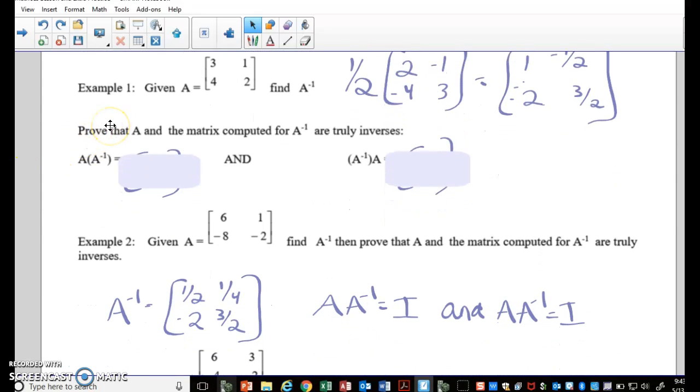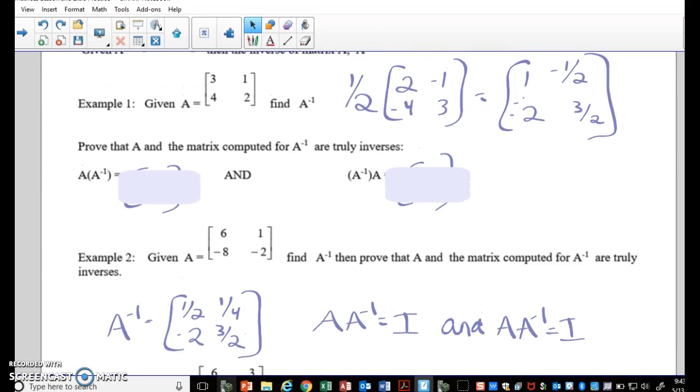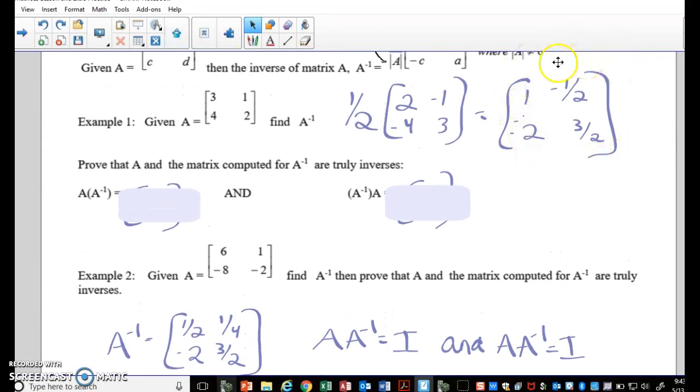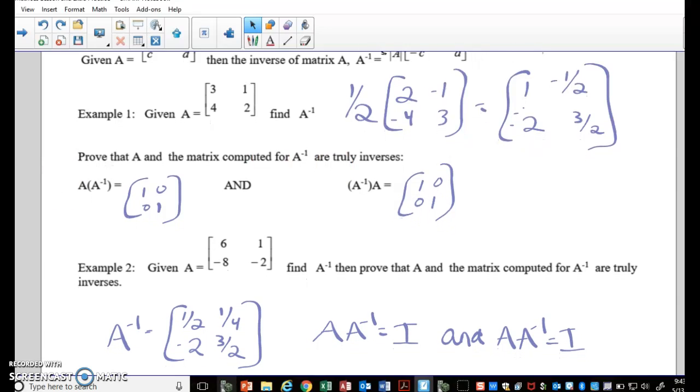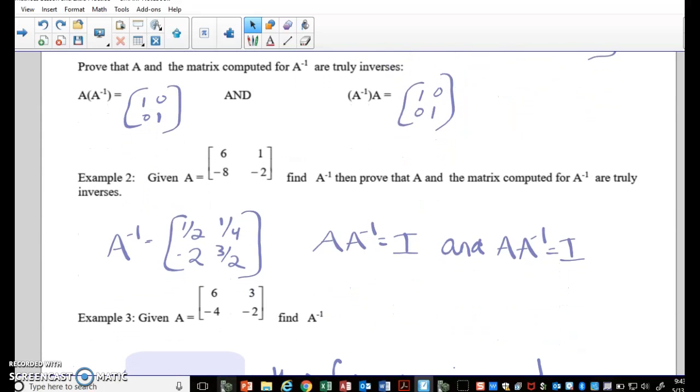So prove that A and the matrix computed for A inverse are truly inverses. So what you would do is plug in this as one matrix and this as the other matrix and multiply them. To check that they are inverses, you want to make sure that they give you the identity matrix. Okay? Example 2.